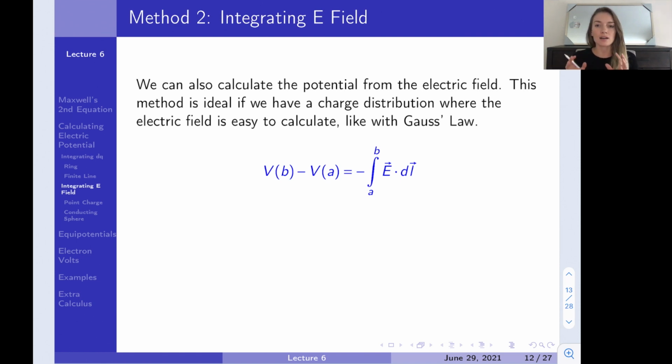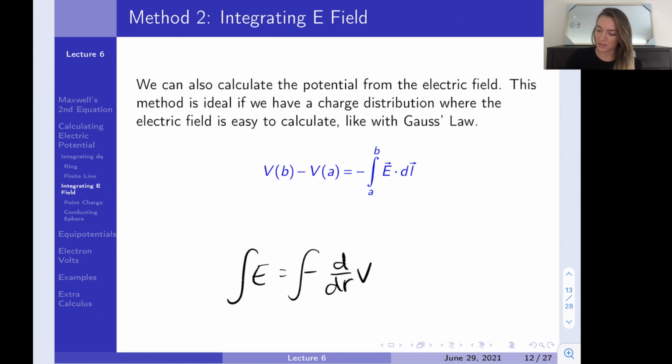Since the electric field, like we said, is the negative derivative of the potential, if we're only in one variable of r, that means that we can integrate both sides, right? If I integrate both sides, that gets rid of my derivative on this side, and then I can just say, well, now my potential is the negative integral of my electric field. So that's exactly what we have here, and that's our second way of calculating the potential.